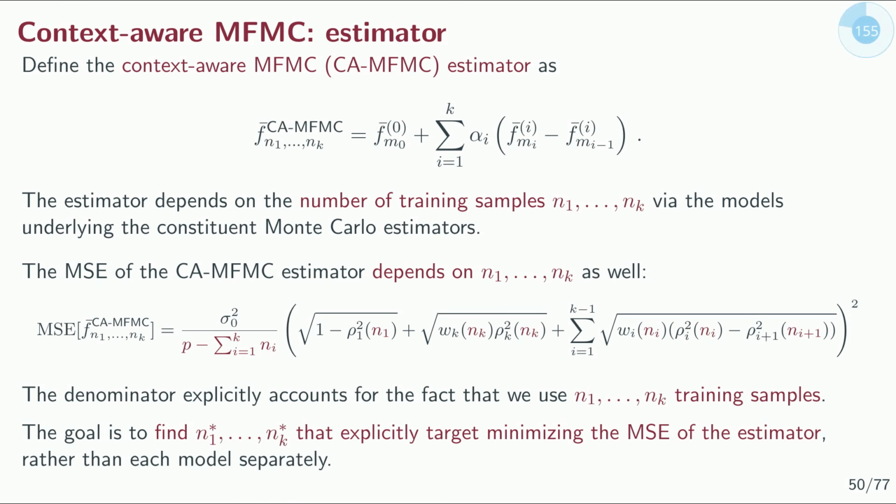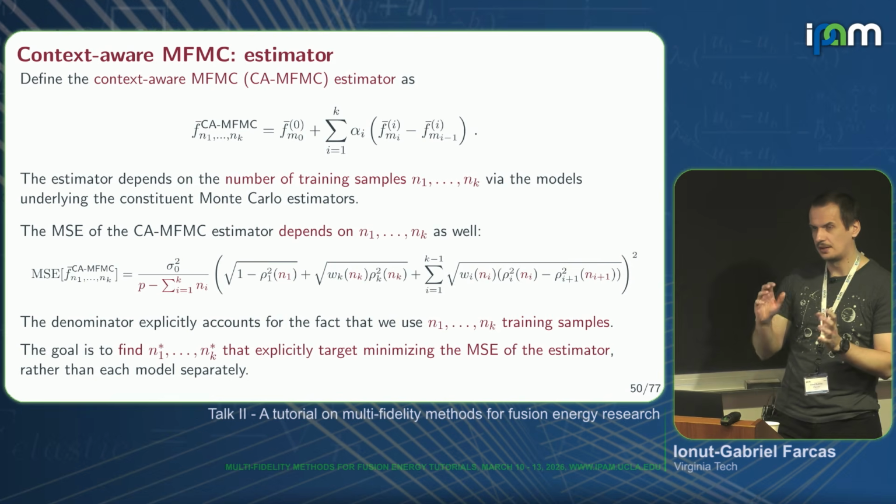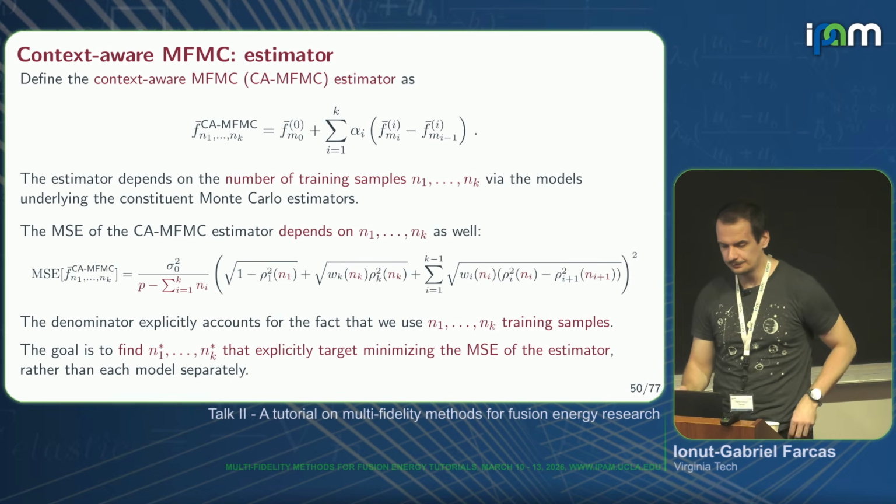Also, if you look carefully, the denominator is no longer p, the budget, but rather p minus the summation of these n's. Why? Because in this algorithm, I want to do something like an offline-online decomposition, where offline, I construct my models. I'm given a budget, I use part of that budget to construct the models, and then I use the remainder of the budget for multi-fidelity Monte Carlo sampling. So I'm accounting for the construction cost explicitly here.